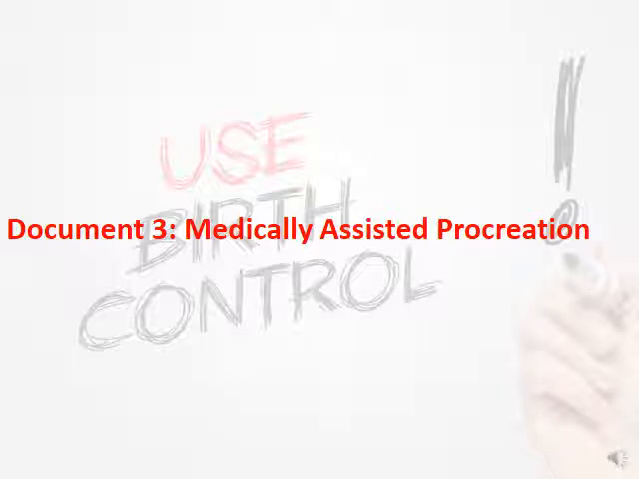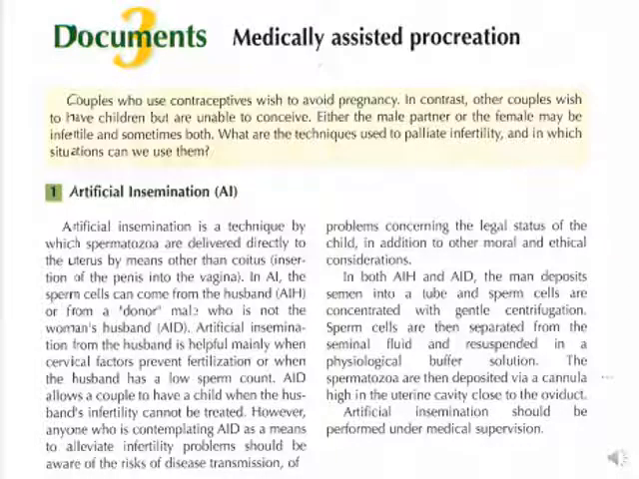Now we move to document 3, medically assisted procreation. Let's talk about the first one, artificial insemination. Before we start with artificial insemination, you have to know that couples who use contraceptives wish to avoid pregnancy. In contrast, other couples wish to have children but are unable to conceive.